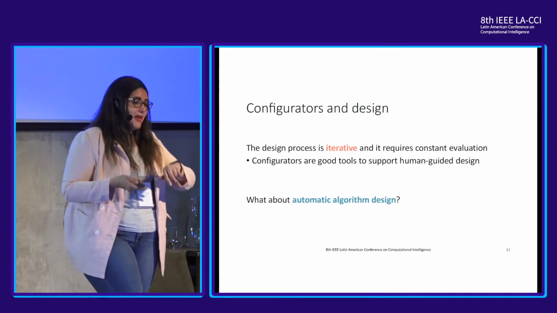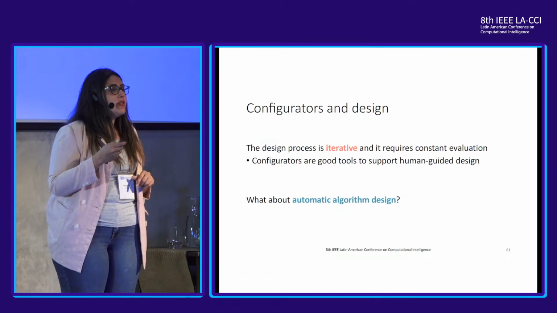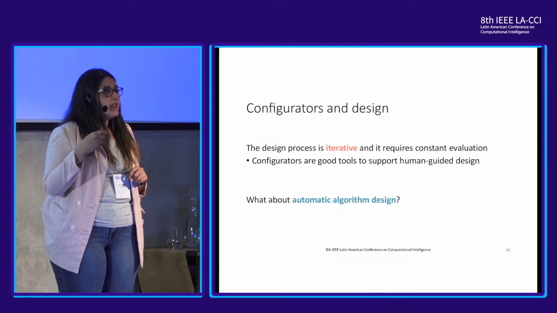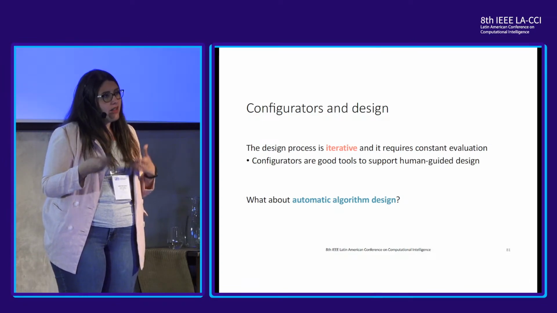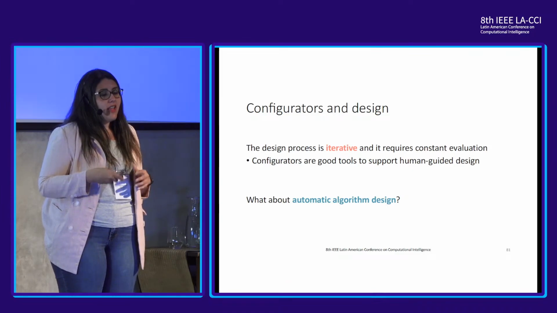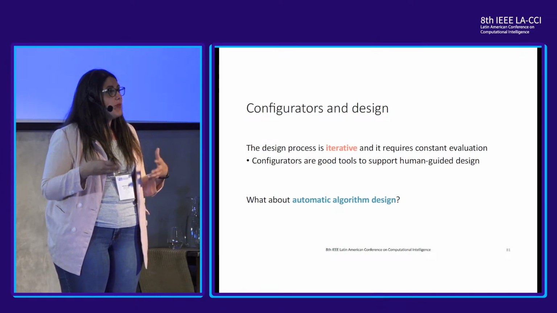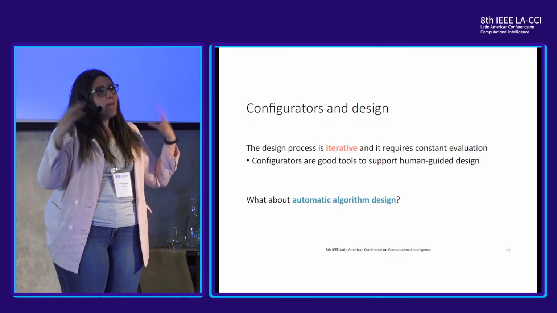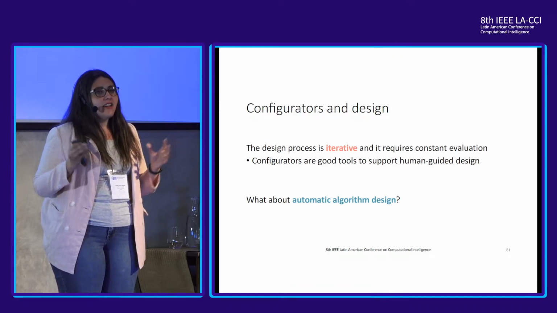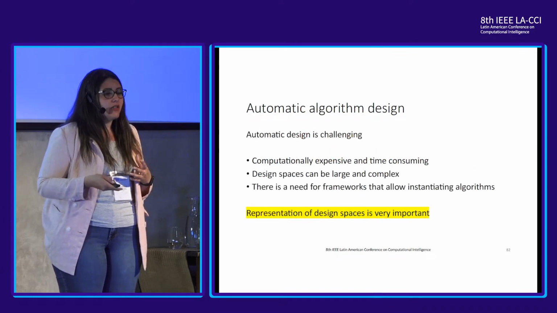The last thing, and I know I'm late, so I will show you really, really quickly. It's this idea of configurators and design. So the design process is iterative and is a bit tedious. It requires you to be constantly trying things and see how it performs. And then on automatic algorithm configuration, we say that the next step is automatic design. So postpone all the design decisions for the execution time and make all these frameworks that are really full of components that you can use and instantiate whenever you need to.